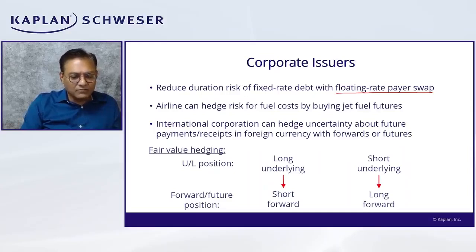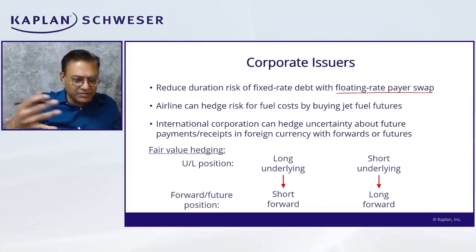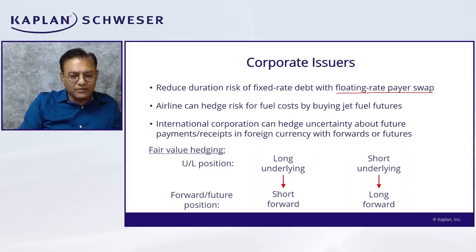International corporations which have investments in foreign subsidiaries, or which have international transactions, maybe they are exporting something to foreign countries and receiving foreign currency, are concerned about those accounts receivable in foreign currency leading to lower value once converted, because that currency depreciates. They can lock in the value of those foreign currency receipts or payments by using foreign exchange or currency forward contracts. So those are three examples of usage of derivative contracts for risk management by corporate issuers or companies.